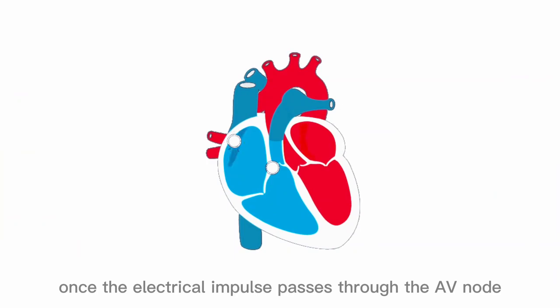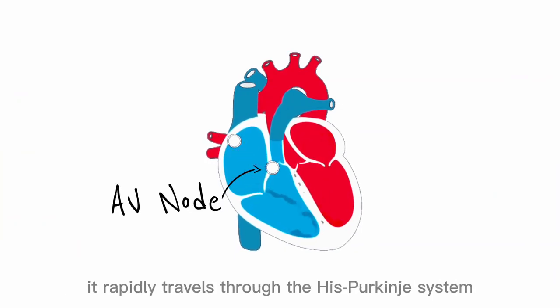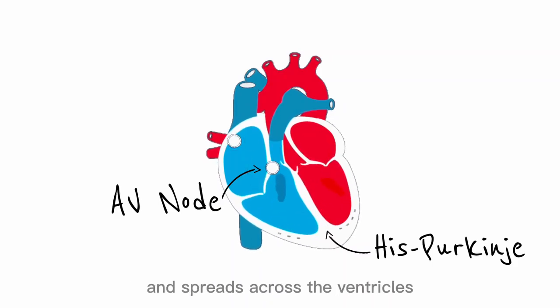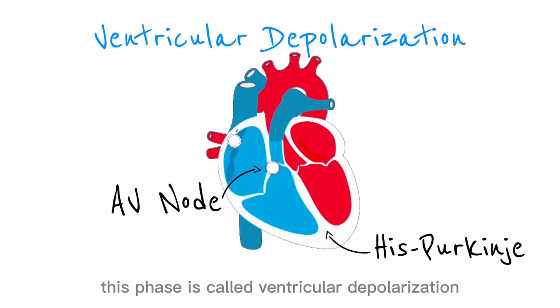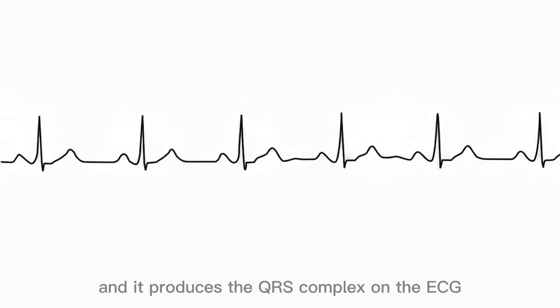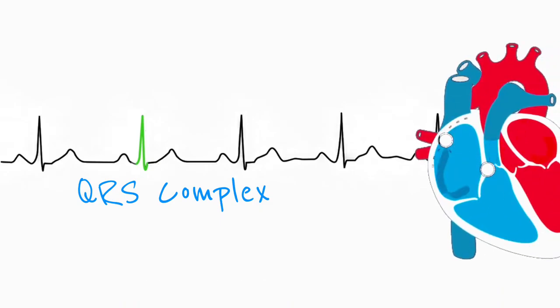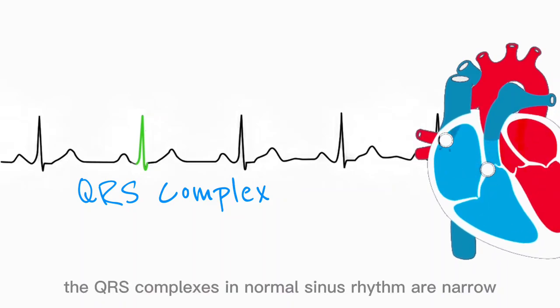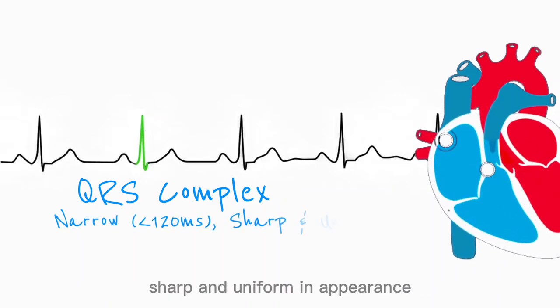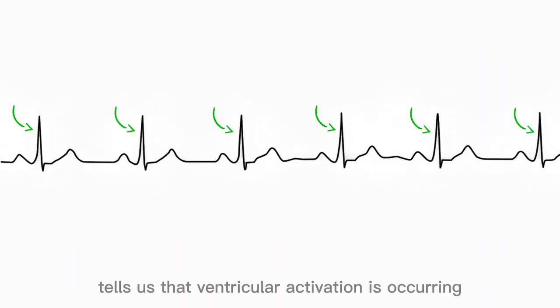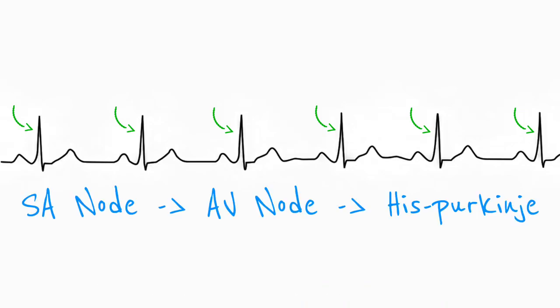Once the electrical impulse passes through the AV node, it rapidly travels through the His-Purkinje system and spreads across the ventricles. This phase is called ventricular depolarization, and it produces the QRS complex on the ECG. Because this conduction system is fast and efficient, the QRS complexes in normal sinus rhythm are narrow, sharp, and uniform in appearance. This narrow QRS tells us that ventricular activation is occurring through the normal conduction pathways.